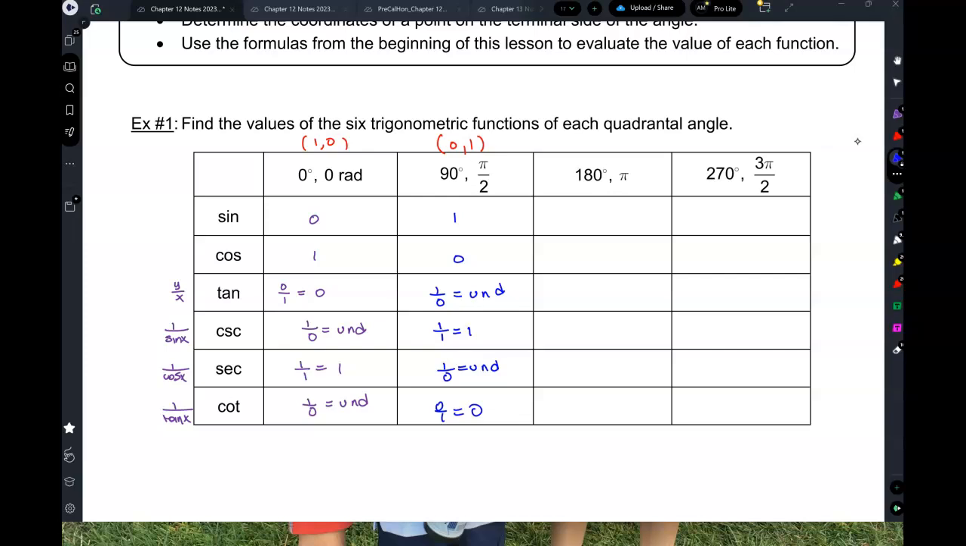All right. So now for 180, it's to the left. What's the coordinate at 180? Negative 1 comma 0. All right. So I'm going to give you 30 seconds to fill out this column here. 30 seconds. Go.